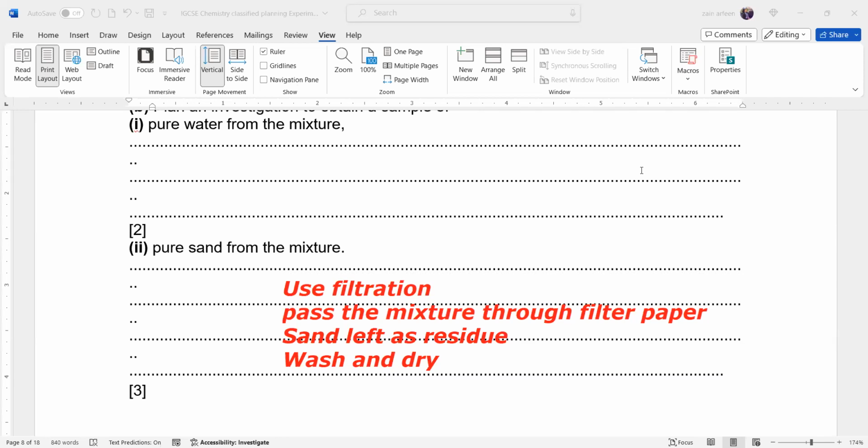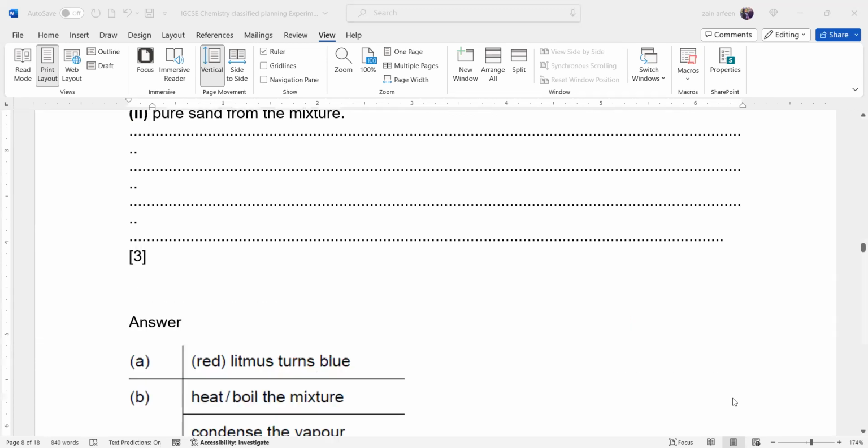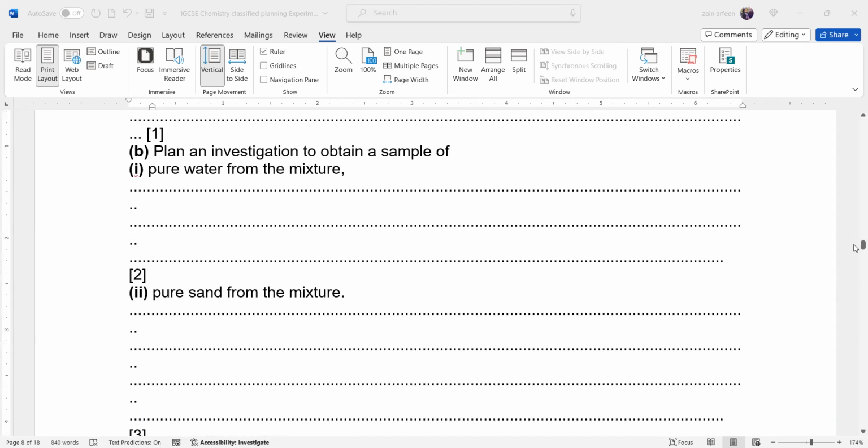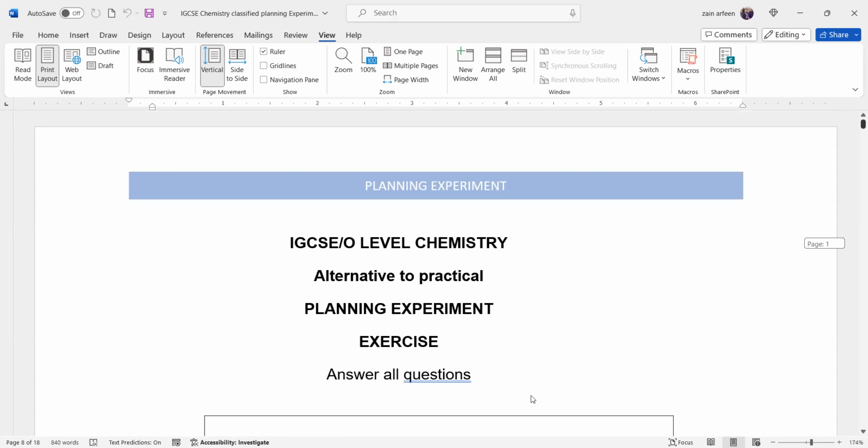So that's how we obtain a pure sample. Because we want a pure sample, how can we purify that? We should wash and then dry. So with insoluble substances, when you obtain them, you should always wash them and then dry. Okay. So this was a planning experiment question. At the end of the session, you will write your answers and send the picture.